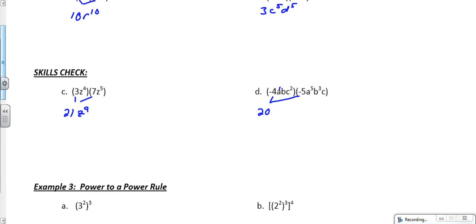A to the 1, a to the 5th gives us a to the 6th. B to the 1, b to the 3rd gives us b to the fourth, c squared, c to the 1, c to the third.